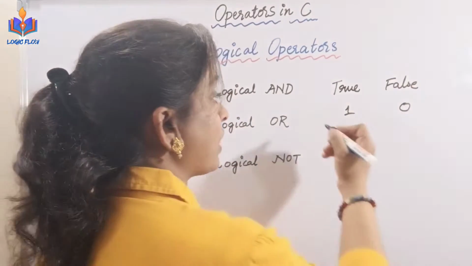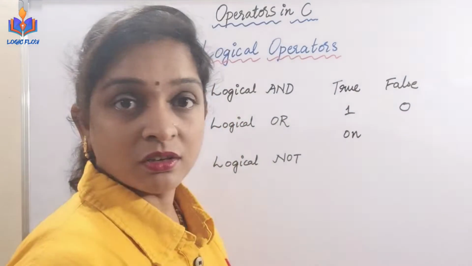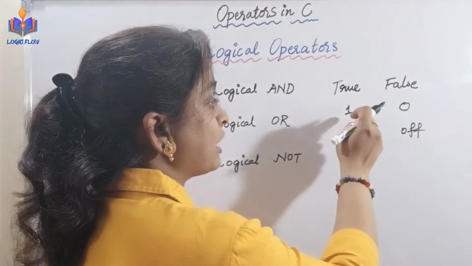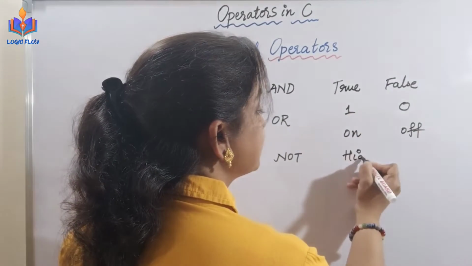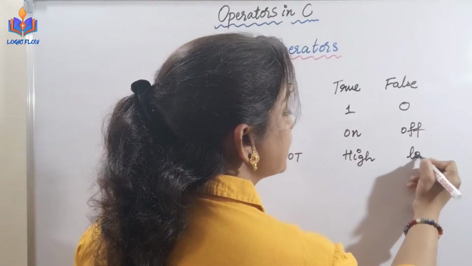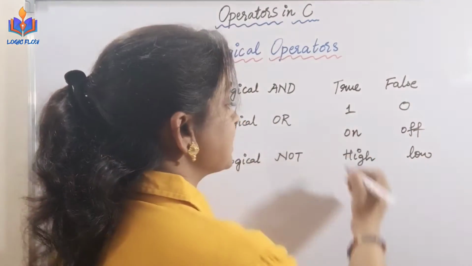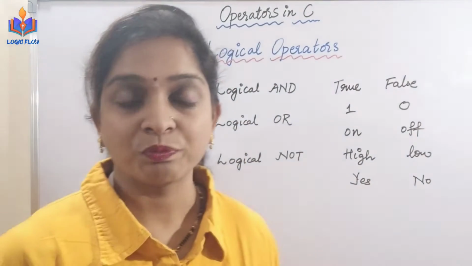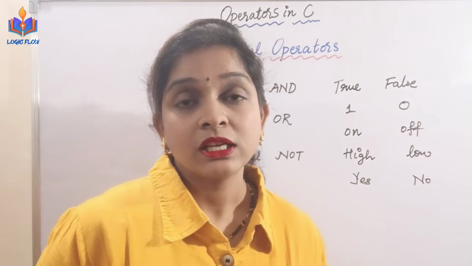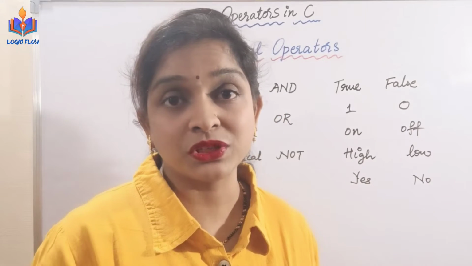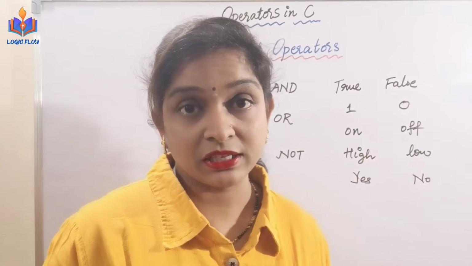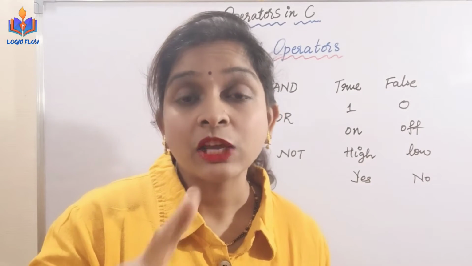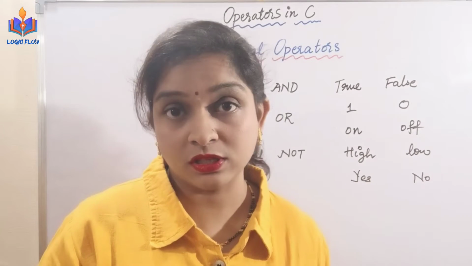I can say this 1 is the on condition and 0 is the off condition. I can say this Boolean value 1 is the high state and this 0 is the low state. I can say this is the statement saying yes and this is the statement saying no. So the Boolean values 0 and 1 are used to analyze the logical statements. The logical operators that we use here decide whether the statement is true or false.